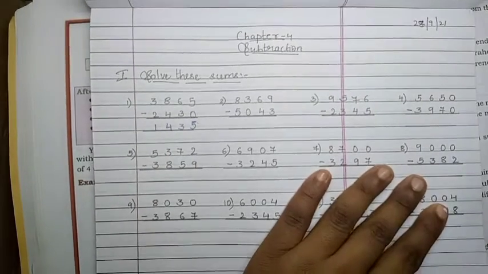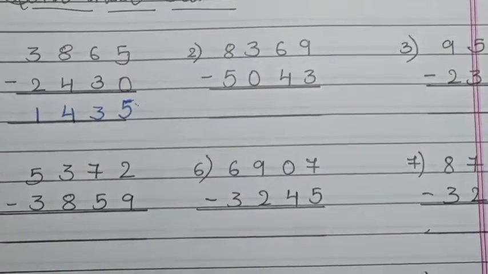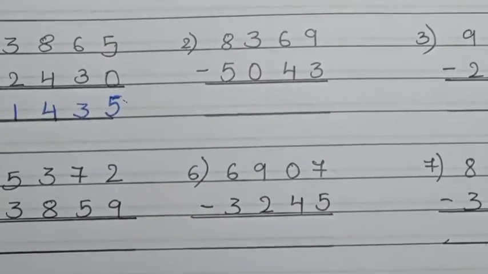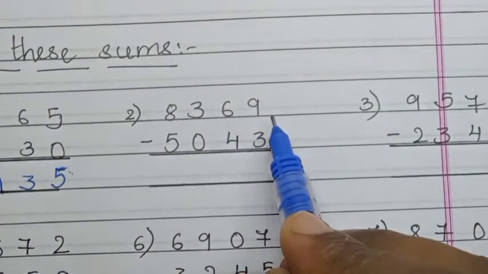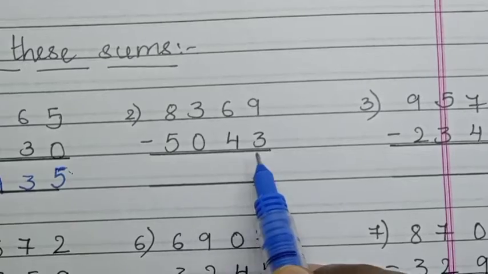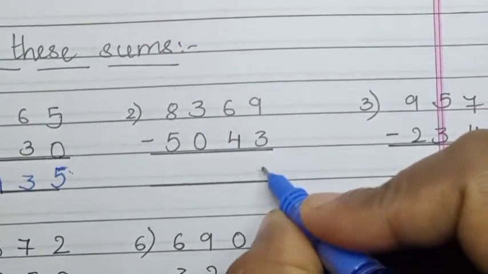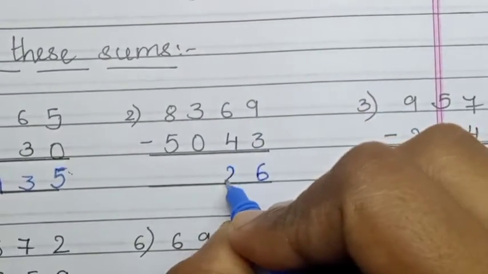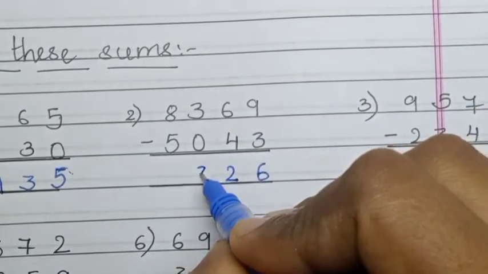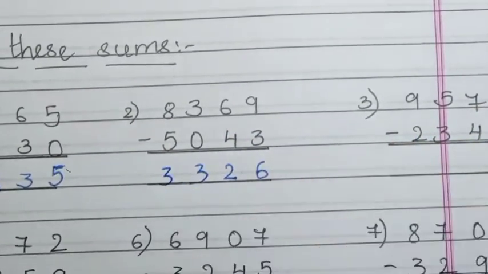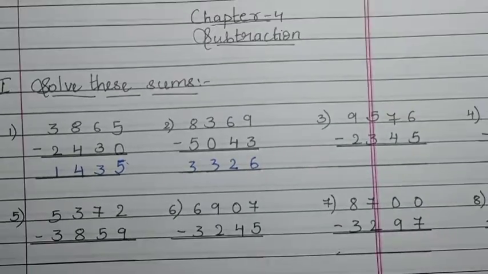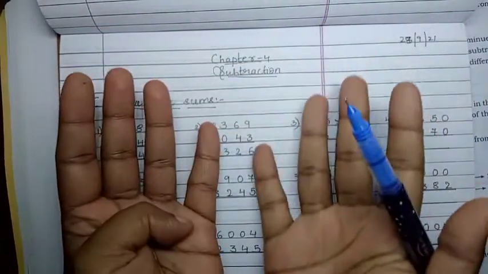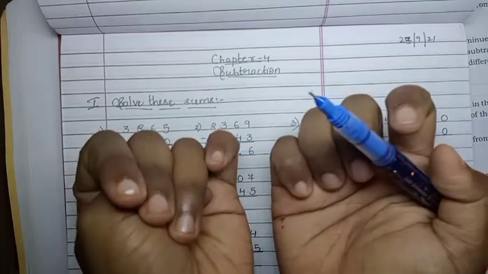The same way, let's solve the second one also. The second problem is 8369 minus 5043. 9 minus 3 is 6. 6 minus 4 is 2. 3 minus 0 is 3. 8 minus 5 is 3. Right, children? If you are not able to do that directly, then use your fingers and do it. Just a minute.